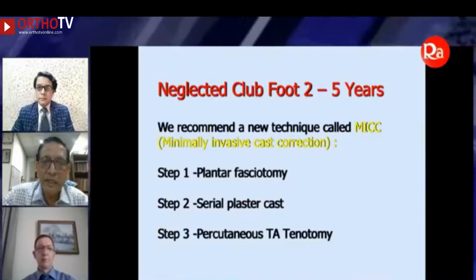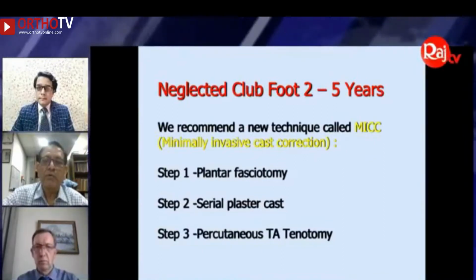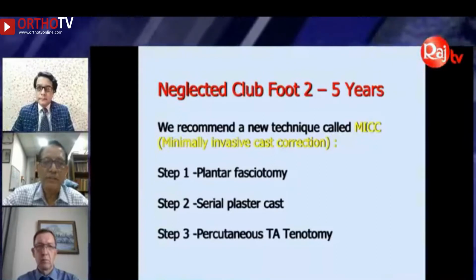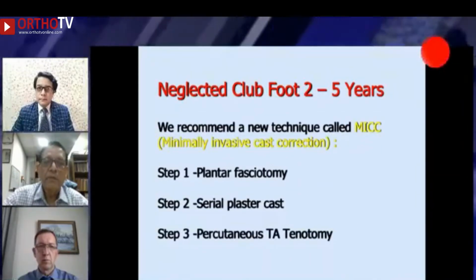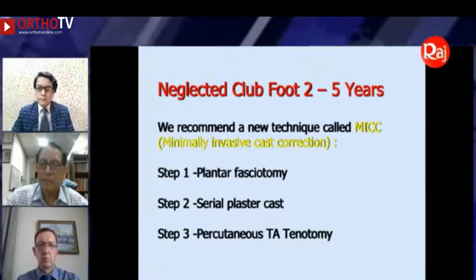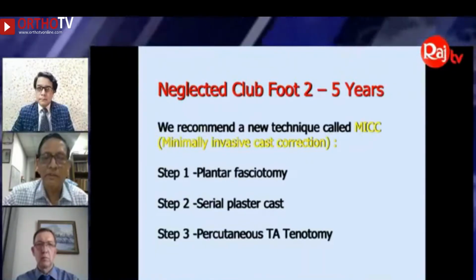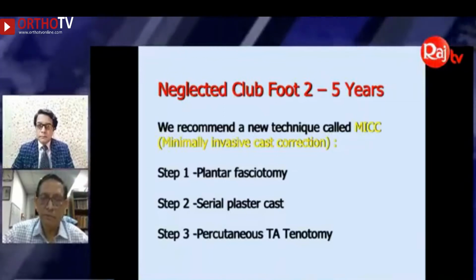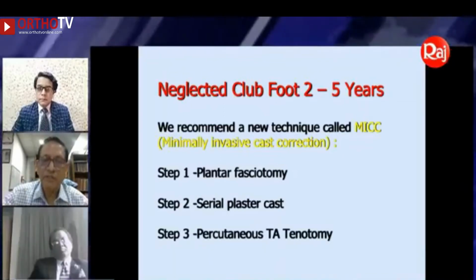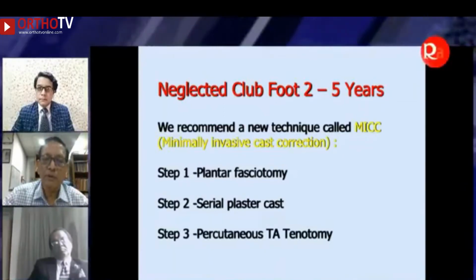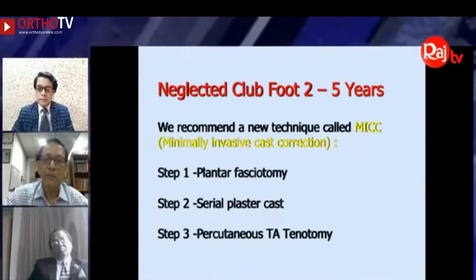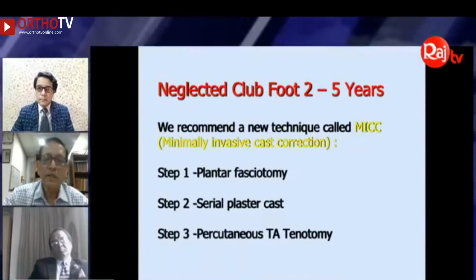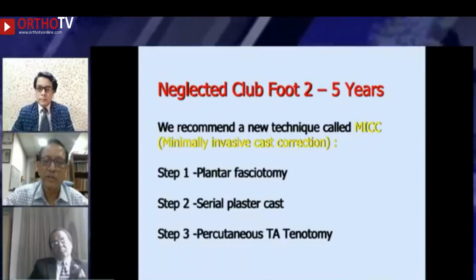So we are dealing here with the neglected clubfoot for 2 to 5 years. We recommend a new technique that is called MICC, minimum invasive cast correction, because the notorious ligaments are two: the plantar ligament and the plantar fascia. So first of all we do the plantar fasciotomy, then we do the serial plaster cast, and in the last, percutaneous TA tenotomy.